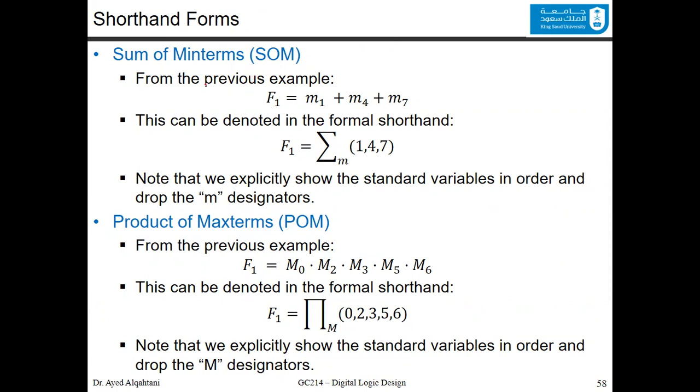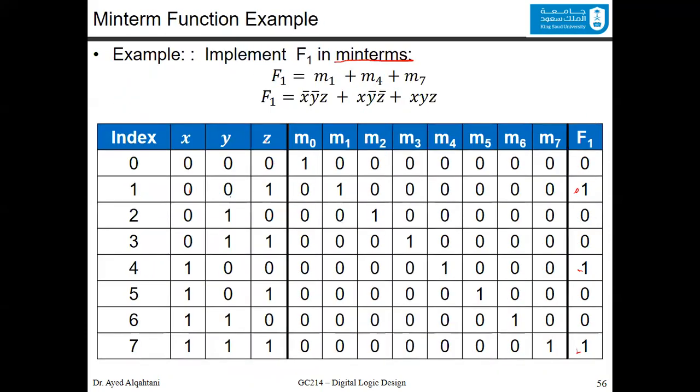Now we will talk about the shorthand forms. It's a way of writing the function in a short way. So in the previous example, we have f1 is equal to m1 or m4 or m7. You could write it like this: the summation for the min terms, which is the small m, of 1, 4, and 7. If I write this down, you should know that those are the min terms. And from those min terms, you can get the function.